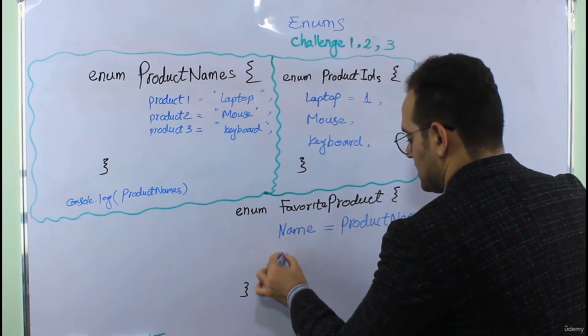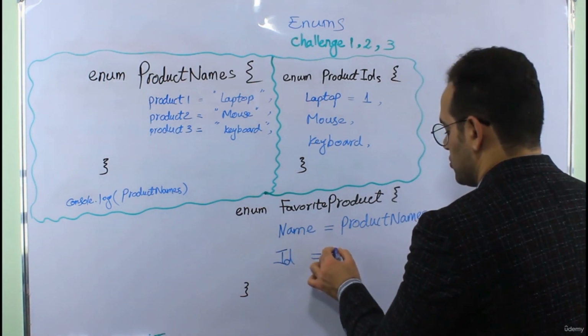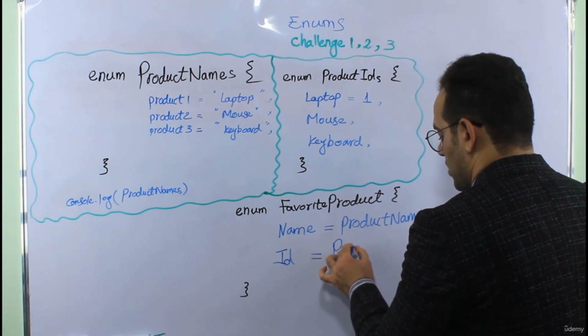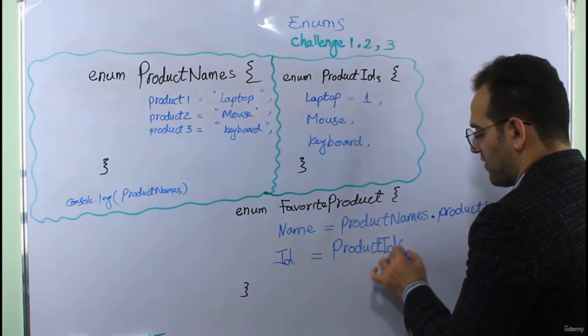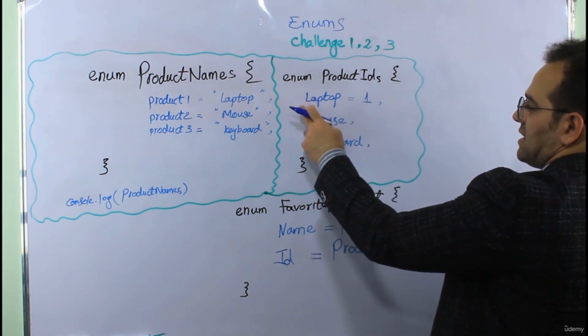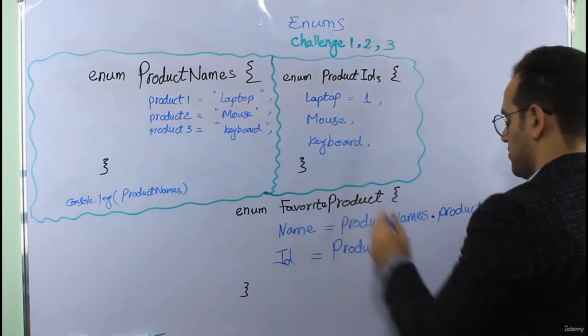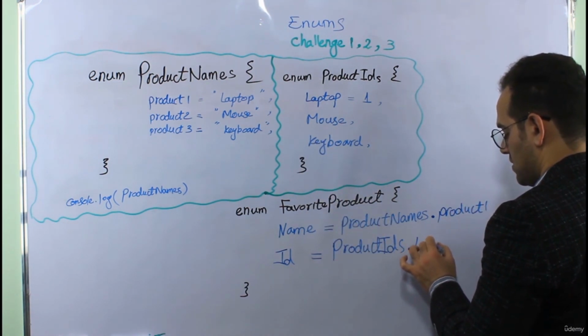Now I'm going to create the ID for my product, which is going to be equal to product IDs. First, let's reference this enum. And then as soon as I do dot, I'm going to see laptop, mouse, or keyboard. And I'm going to get the laptop.